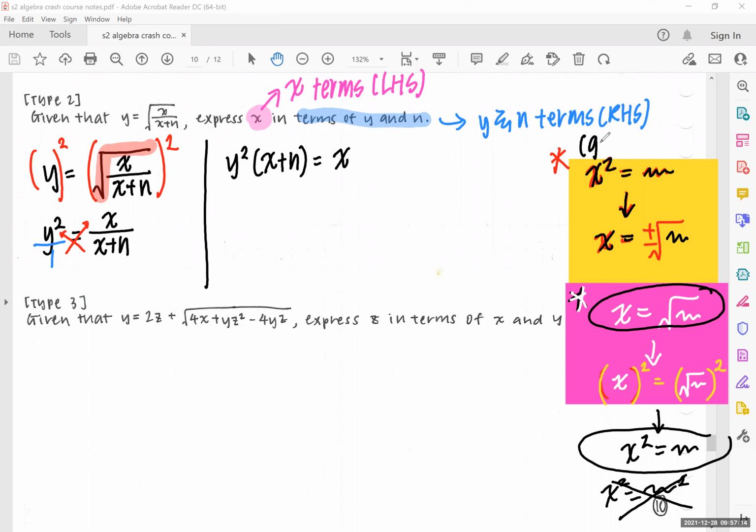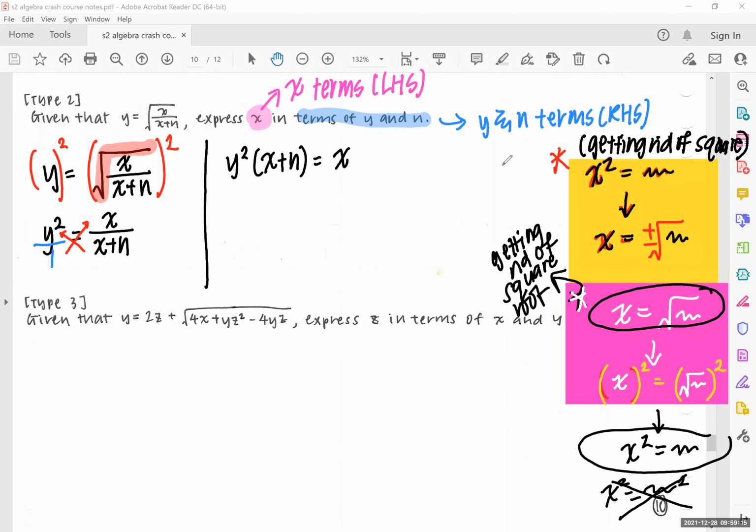This concept is called getting rid of square. The heading is called getting rid of square for the yellow box. The pink box heading is called getting rid of square root. I repeat again. The yellow box, the heading is called getting rid of square. The pink box, the heading is called getting rid of square root. Do not forget to put that down. Super important. These two notes are very important.